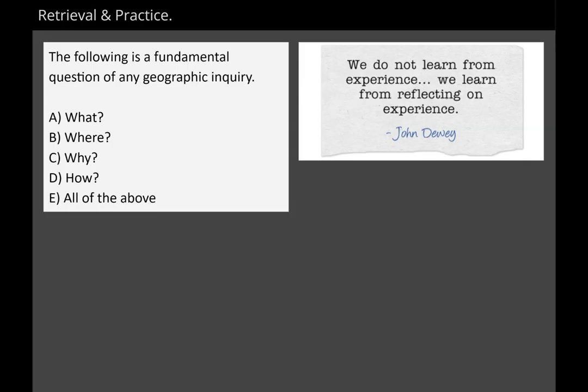Perfect, right? It is indeed E, all of the above. These are all fundamental questions that we ask when we think geographically, when we do geographic inquiry. What is it? Where is it? Why is it there? And then perhaps most importantly, how? How is it shaped? What are the processes shaping this particular landform? Fantastic, right? Nice review, retrieval, and practice of what we did on Wednesday.